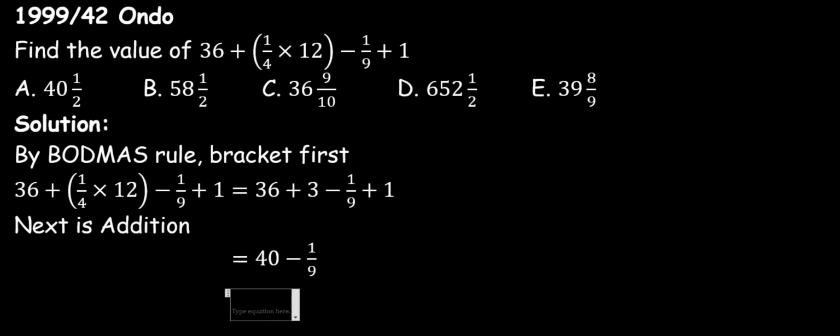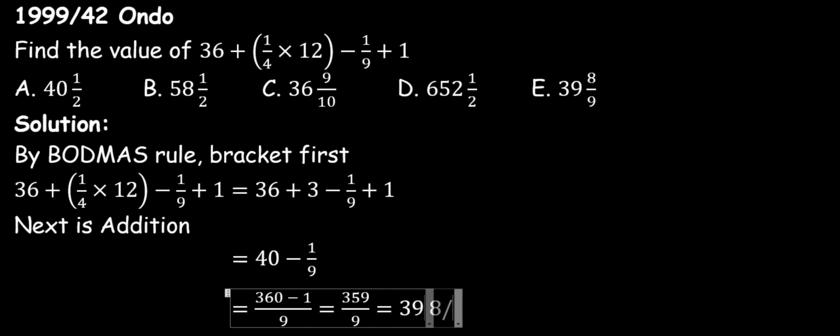And that will give us a simple fractional operation. 9 times 40 gives us 360 minus 1, divided by 9, which is equal to 359 divided by 9. And that is equal to 39 whole number 8 over 9.